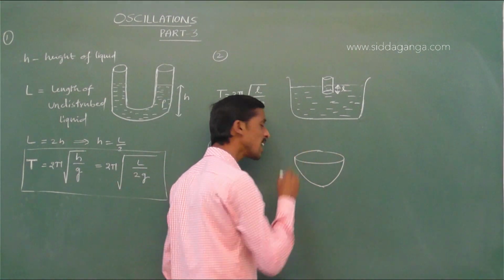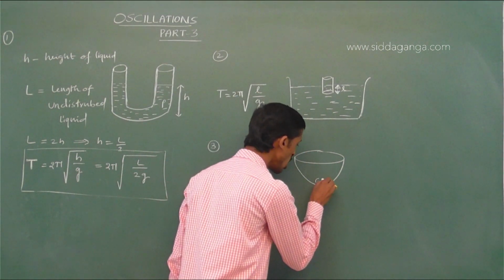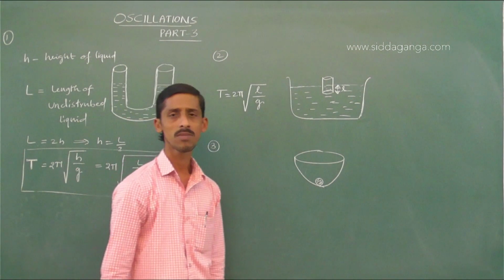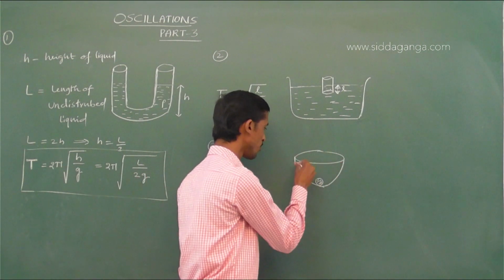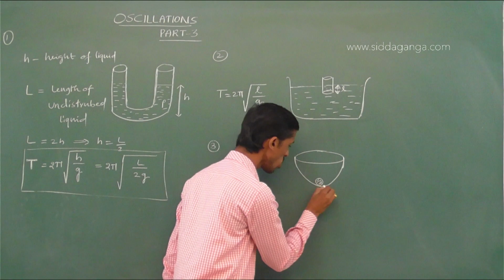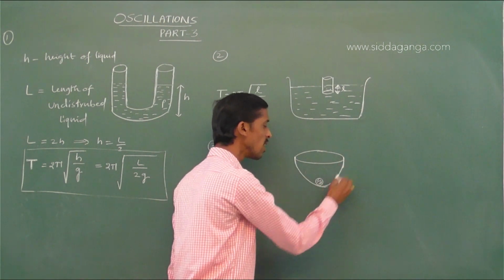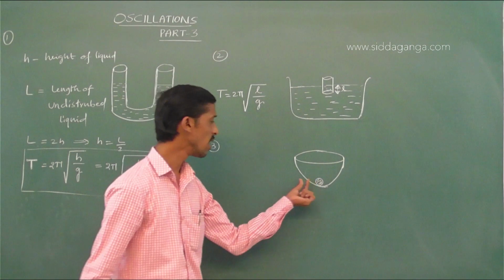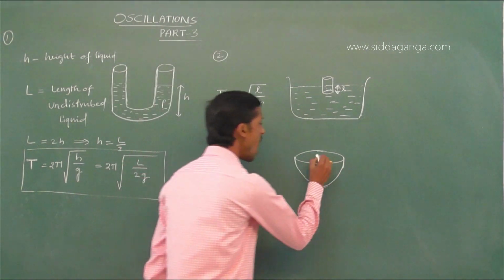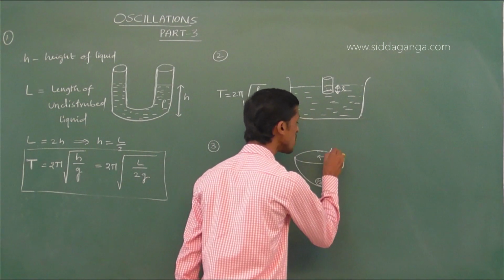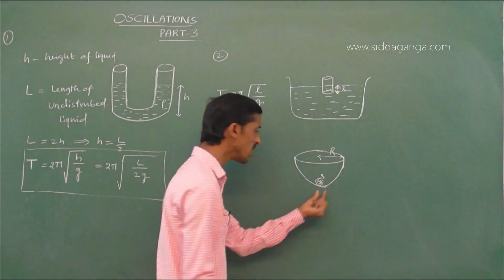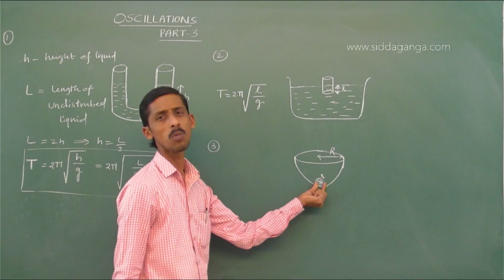In this hemispherical bowl, if a small spherical object of radius r is allowed to roll over this surface about the mean position, then the ball or the body will execute simple harmonic motion. Capital R is the radius of this hemisphere, whereas small r is the radius of this sphere.